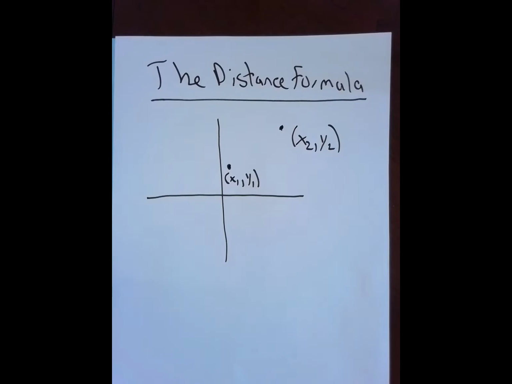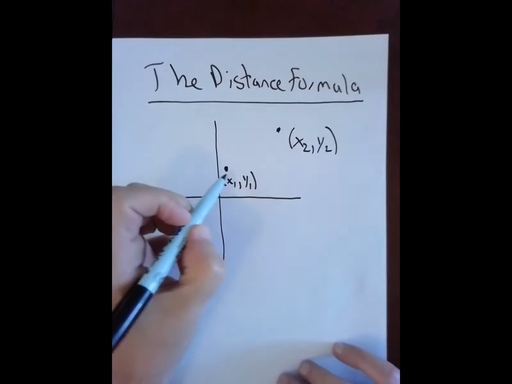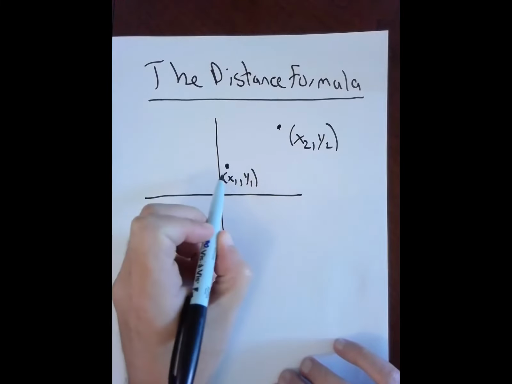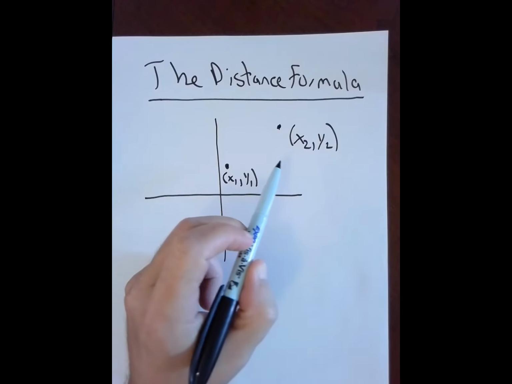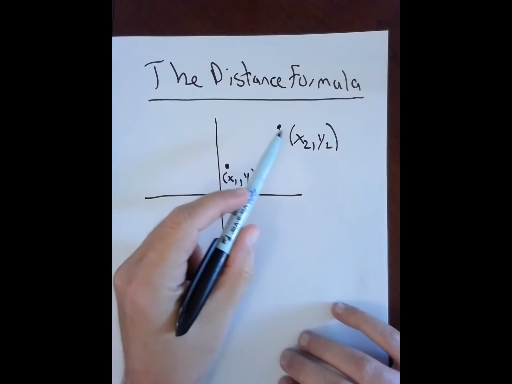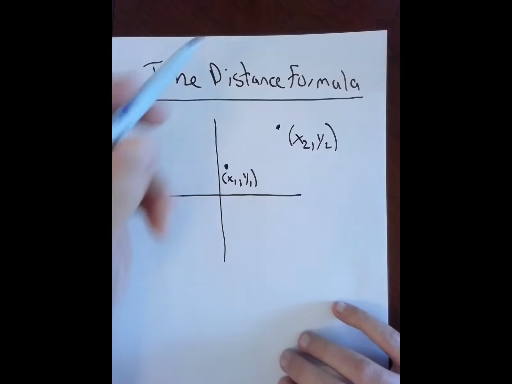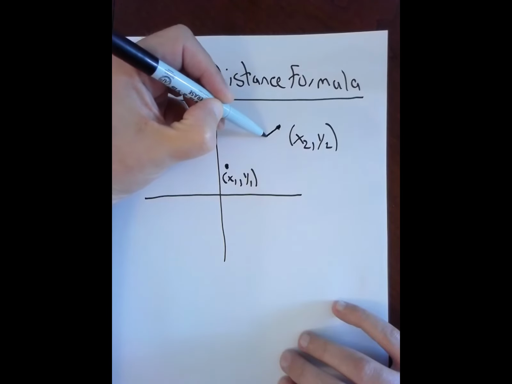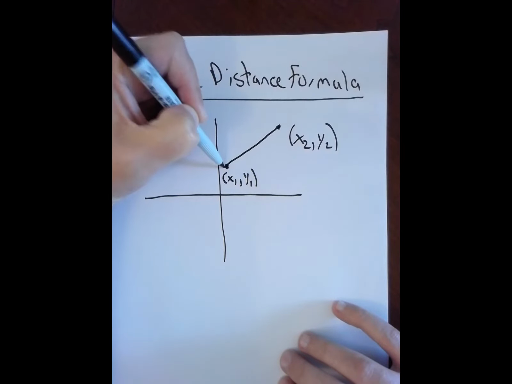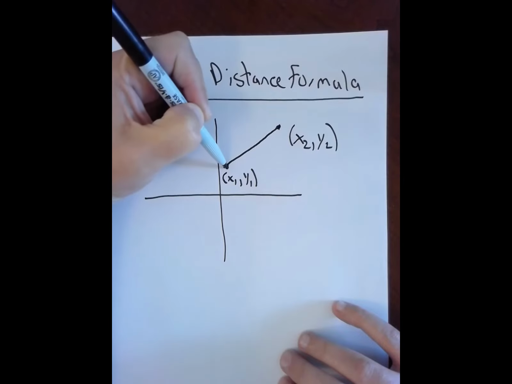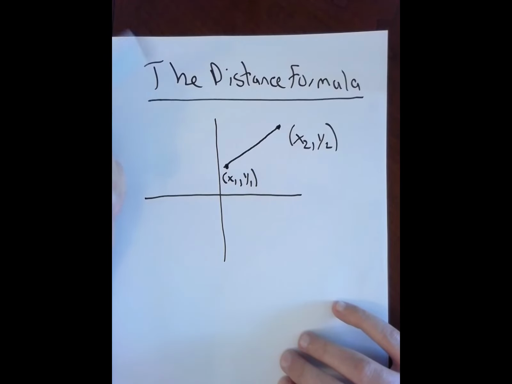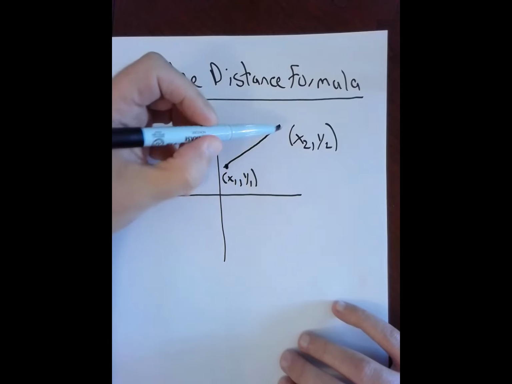Distance formula. Suppose we have 2 points, x1, y1 and x2, y2, and we want to find the distance, the length of a line segment connecting the 2 points, the distance between the 2 points. All we're doing here with this formula is literally just Pythagorean theorem.